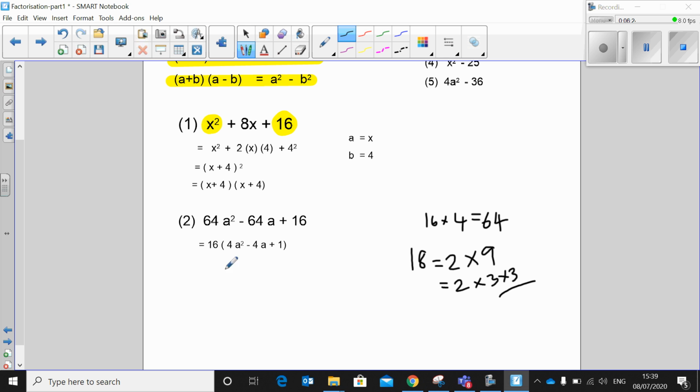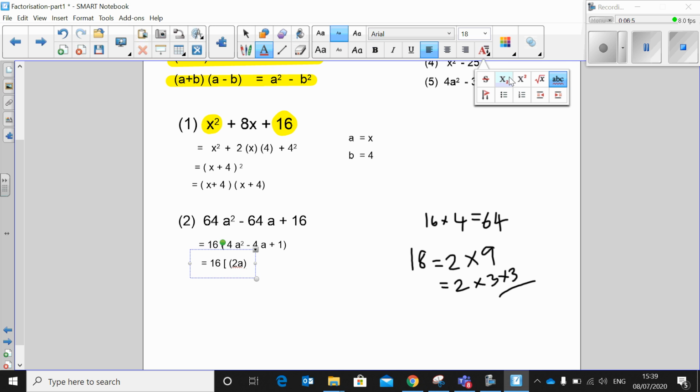Okay, so let us check whether 4a square minus 4a plus 1 is still possible to factorize or not. So let us think about it. 16 is one factor. When I write 4a square as 2a the whole square, is it a perfect square number? Yes or no? 2a whole square, correct? 4a square can be written as 2a the whole square. Now, minus 4a plus 1 square, correct? 1 can be written as 1 square. So now we got it as 16 times 2a square minus 4a plus 1 square.